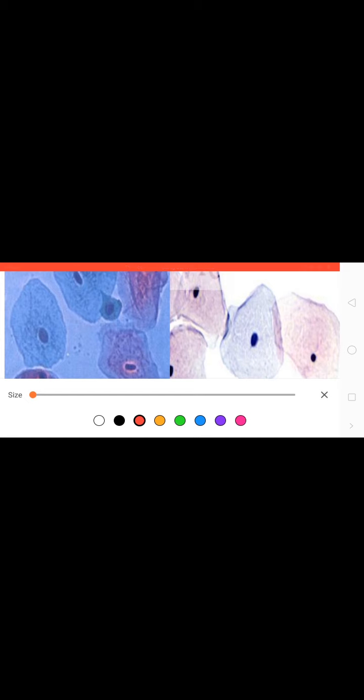This is exactly what you are going to see under the compound microscope. This is the epithelial cell taken from our own mouth. Here also you see three prominent parts. The boundary line is the cell membrane, the inner shaded part is the cytoplasm, and the dark portion or dot in the center is nothing but the nucleus. This is the structure of an animal cell observed under the compound microscope.